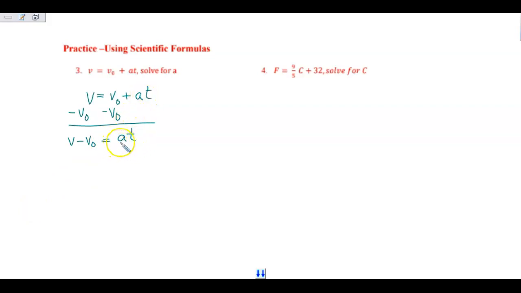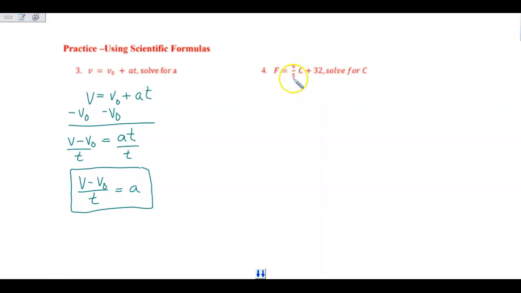I want to get A by itself. This is multiplication, so the opposite would be to divide both sides by T. So I'm going to get V minus V subscript O divided by T is going to be equal to A. And there it is simplified. We can't simplify it any more than that. Okay?